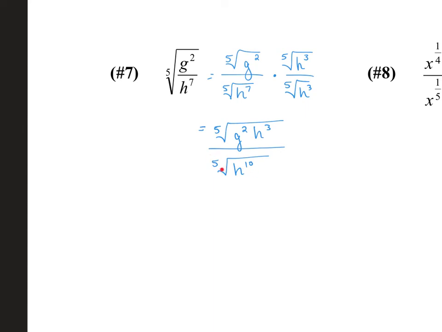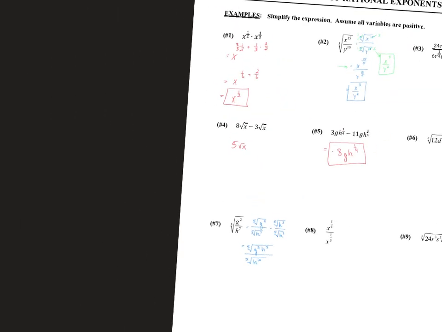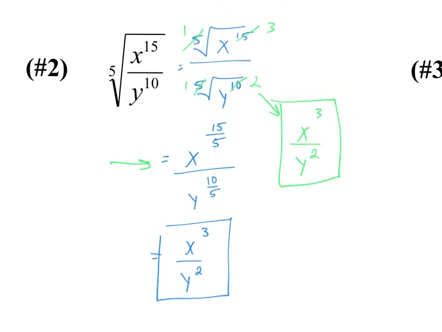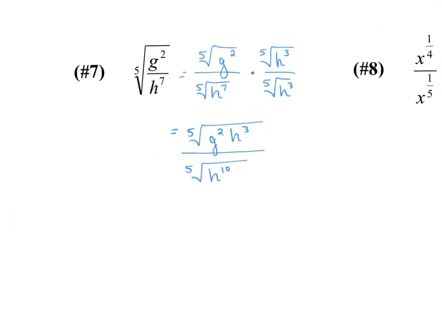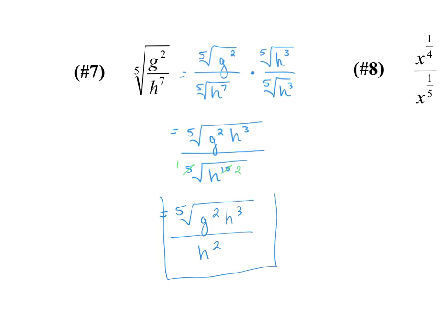So since 10 is a multiple of 5, we can do what we did in this example up here, where we're able to reduce the power under the radical and the index. So we're going to do the same thing. Sorry if that was kind of hard to follow there. We can rewrite this because that'll cancel. We're left with a 1 and a 2. We can rewrite this as the 5th root of g squared h cubed over h squared. And that's our final answer.